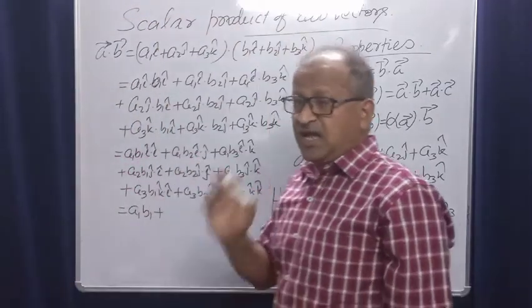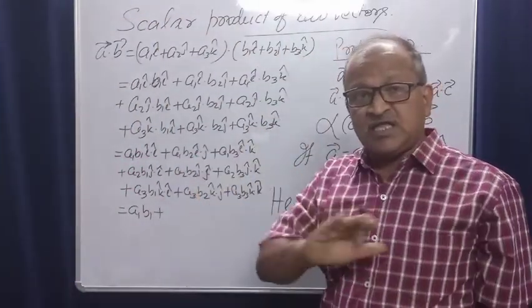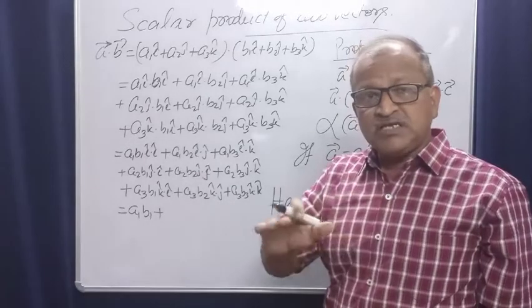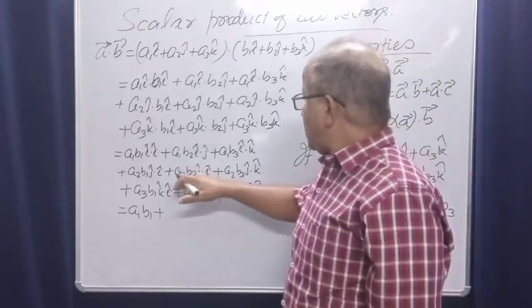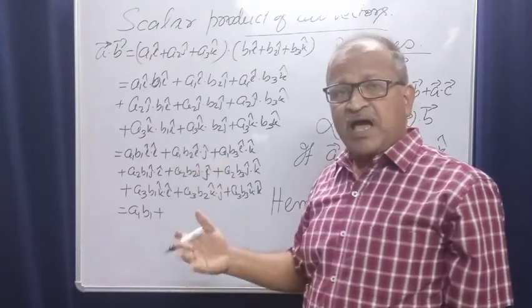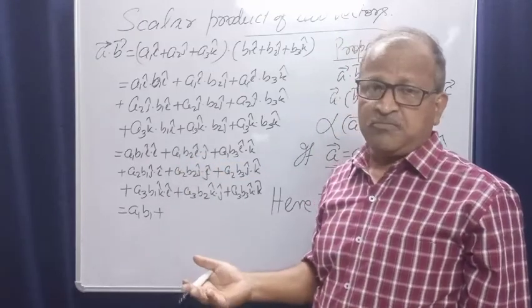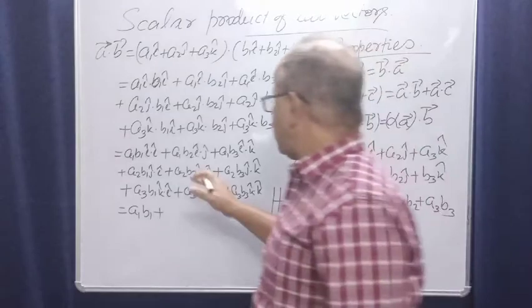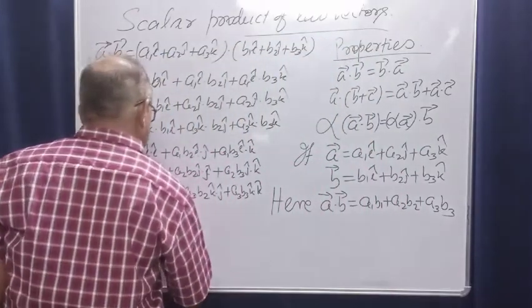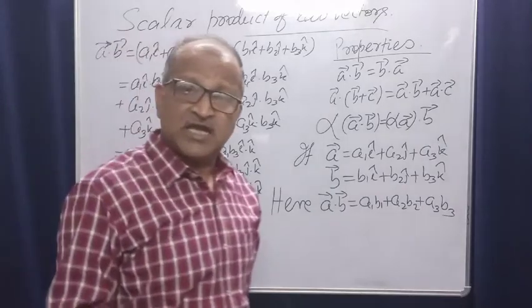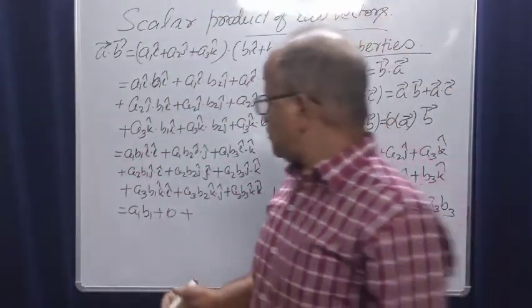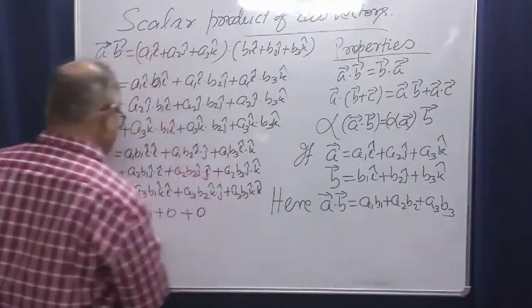Now you see the x-axis and y-axis are perpendicular to each other. So i cap dot j cap: i cap is perpendicular to j cap, so its dot product will be 0. Hence this will be 0. Similarly, this is also 0. i cap dot k cap is also 0.